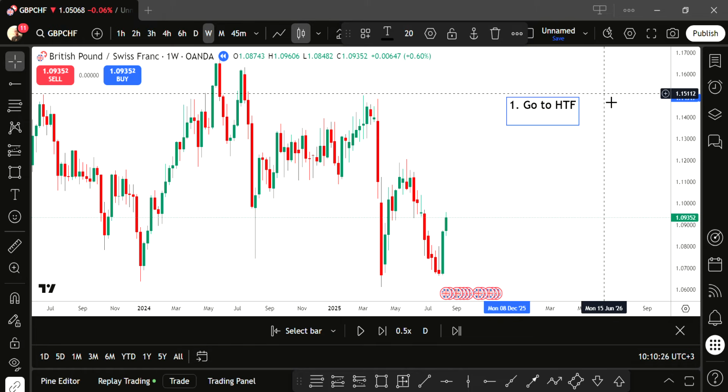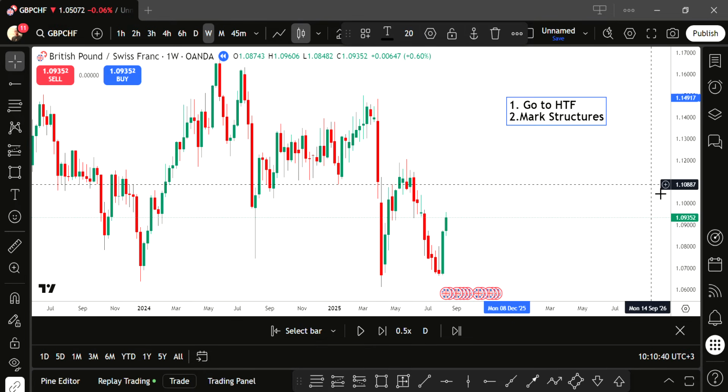Rule number 2, you want to mark out your structures on your highest time frame. And what are the structures that you're looking at? The structures are very simple. We want to look for if there is any head and shoulders, that is the chart patterns. If there is any double tops, triple tops, any inverted head and shoulders, or double bottoms, any chart pattern that you can see. You want to mark out your support and resistance zones.